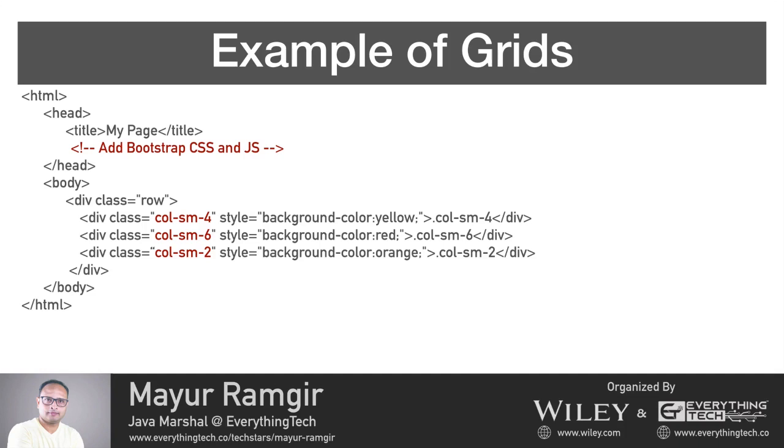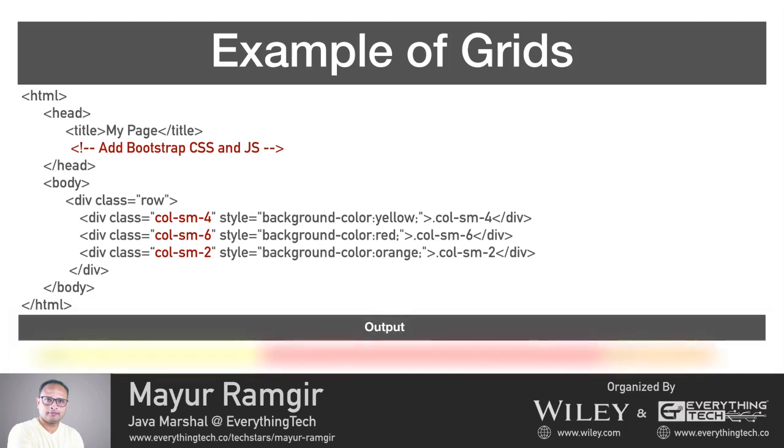If we use more than 12 columns in a row, each group of extra columns as one unit will wrap onto a new line. The output looks like this.